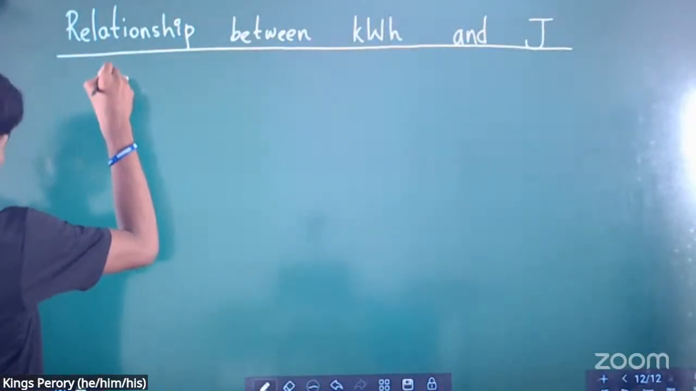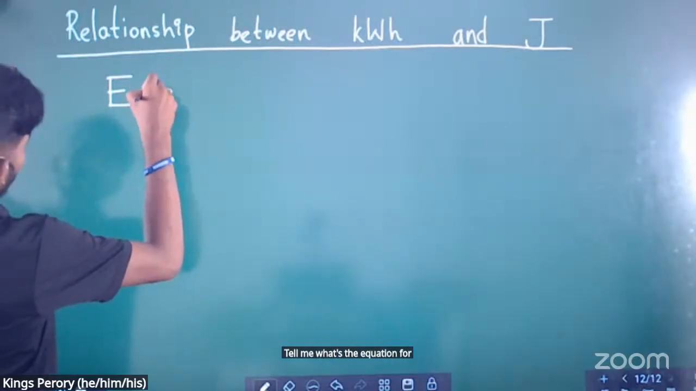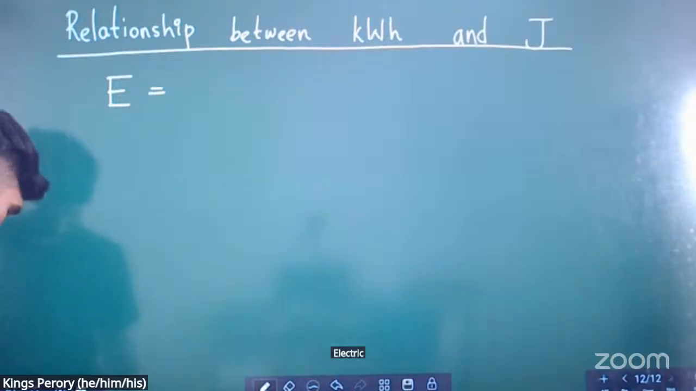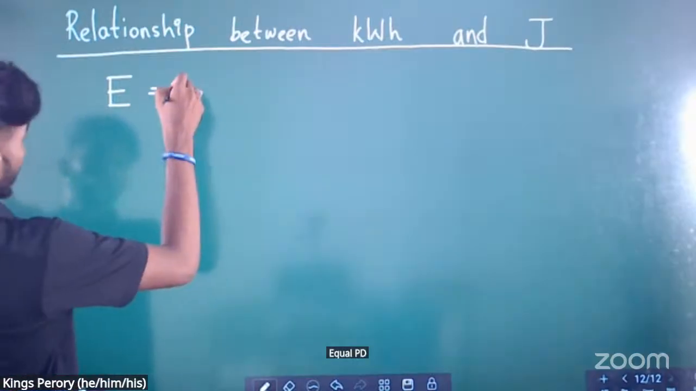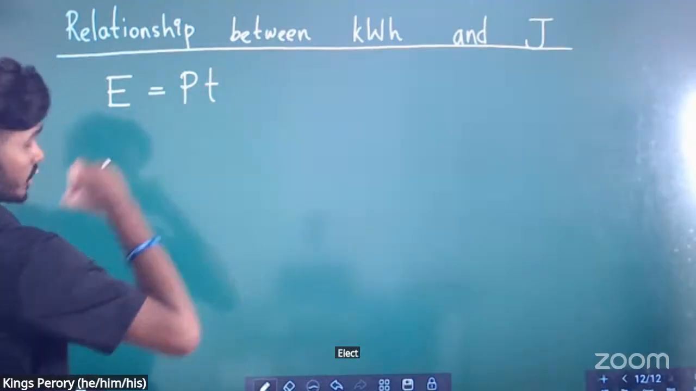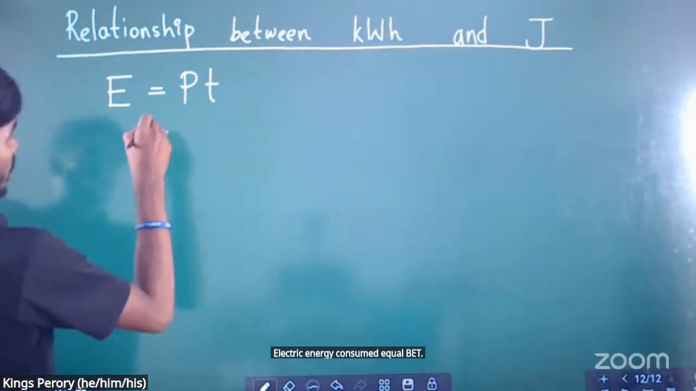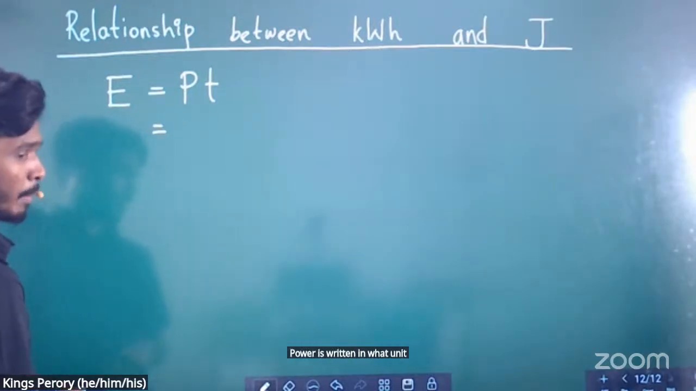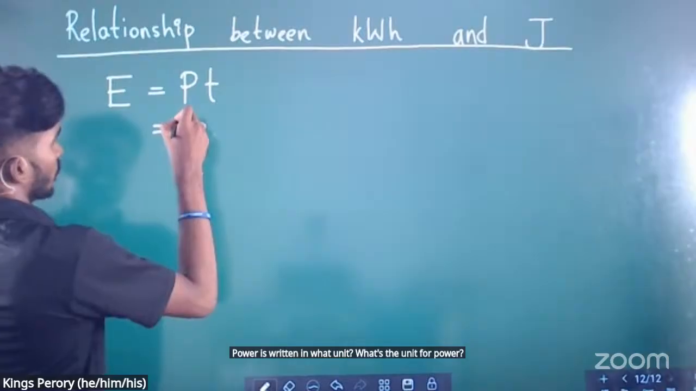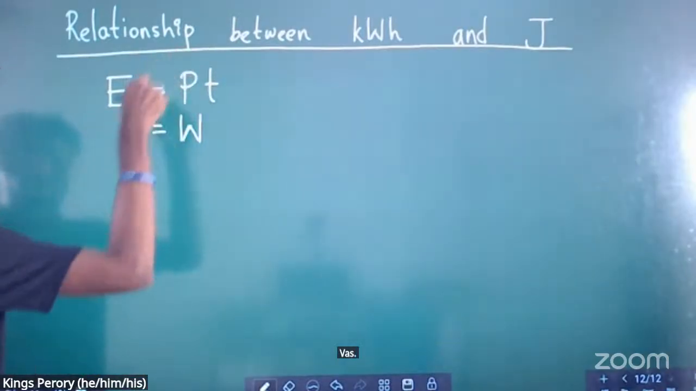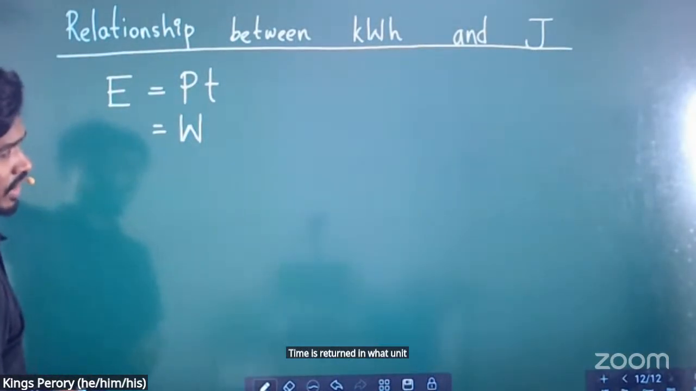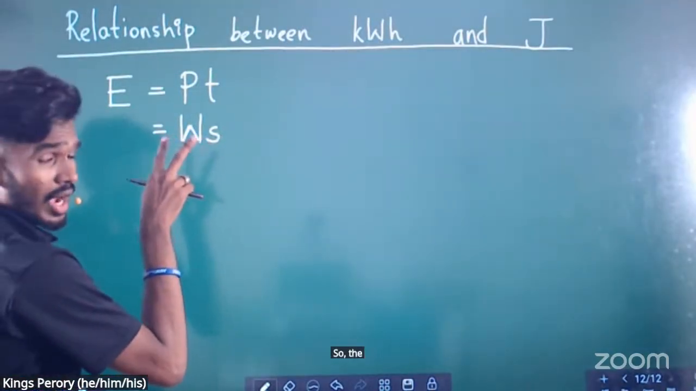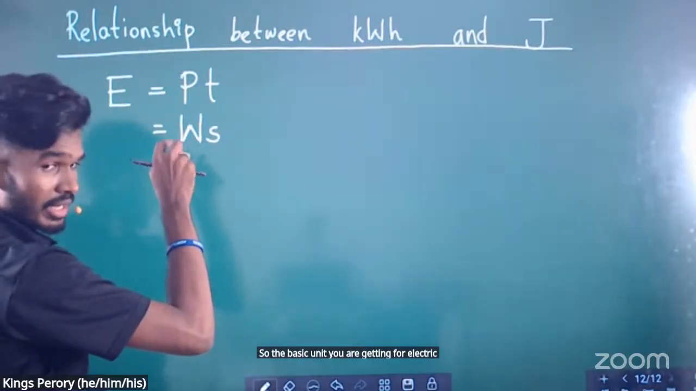Tell me, what's the basic equation for electric energy? Electric energy consumed equals PT. Tell me, power is written in what unit? Time is written in what unit? What's the SI unit of time? Second. So the basic unit you are getting for electric energy is what second?